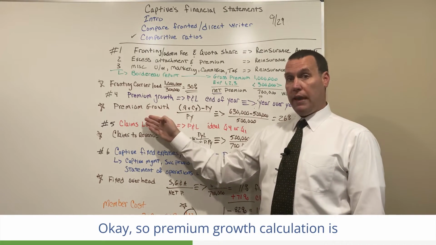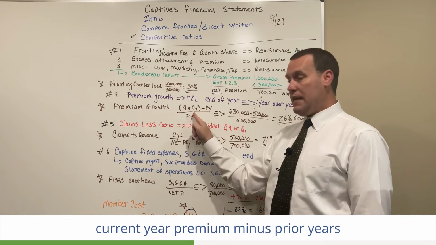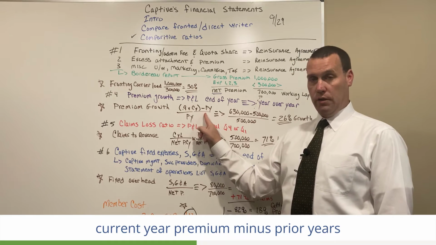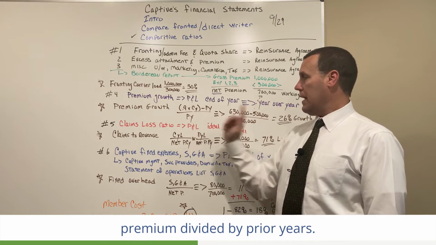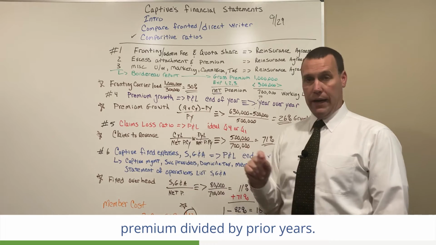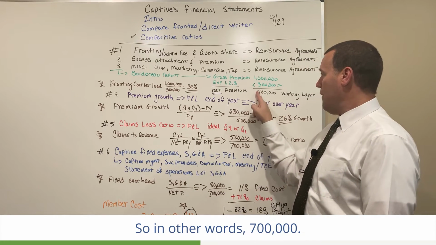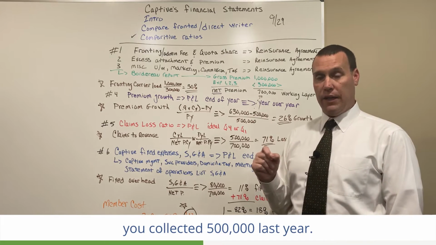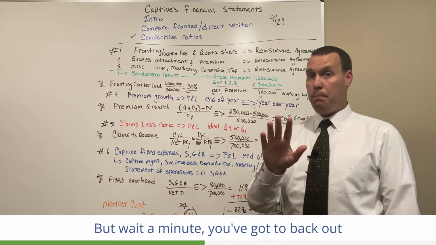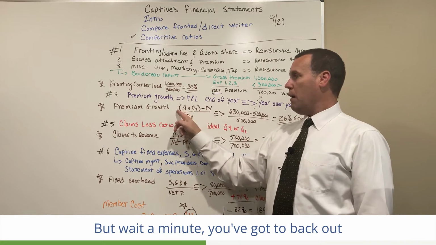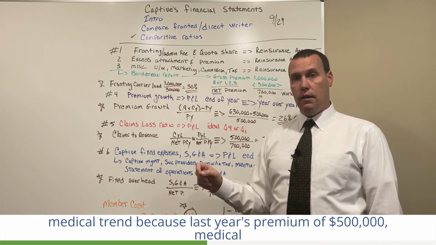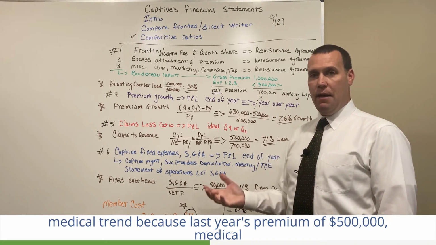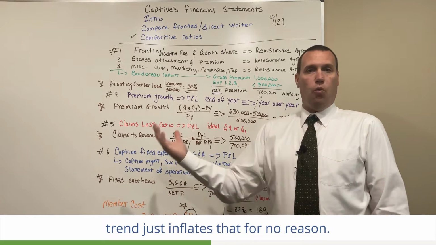So premium growth calculation is current year premium minus prior year's premium, divided by prior year's. So in other words, 700,000, let's assume for a minute that you collected 500,000 last year. There's your calculation. But wait a minute, you've got to back out medical trend, because last year's premium of 500,000, medical trend just inflates that for no reason.